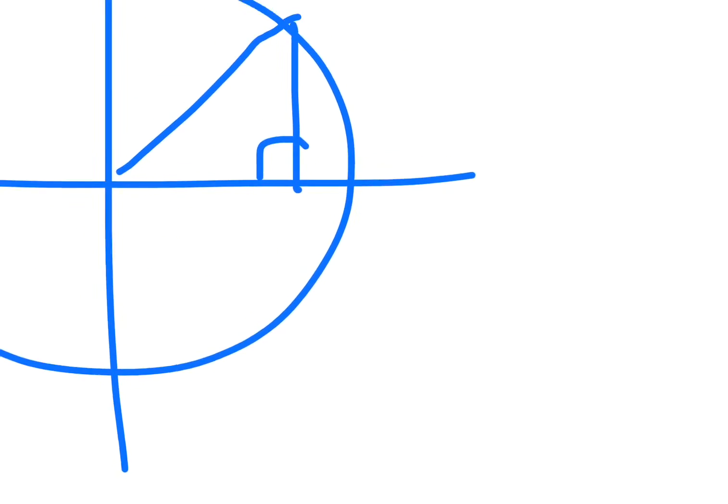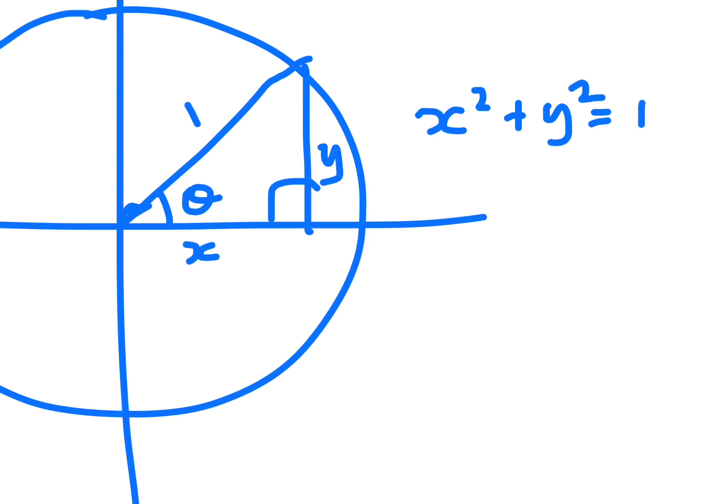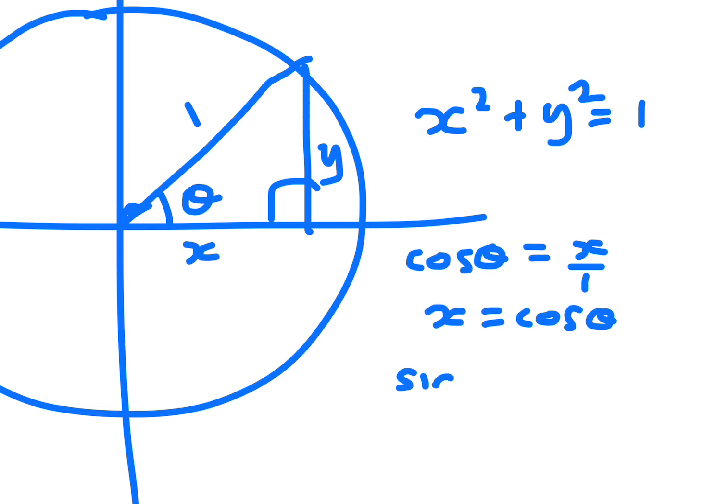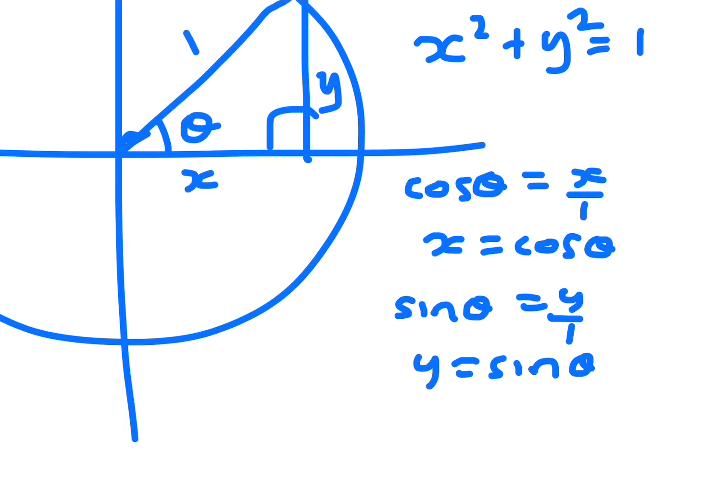So if we look at the unit circle, which means it has a radius of 1, we call this x and y and theta. Now we know by Pythagoras that x squared plus y squared equals 1. Cos theta is x on 1, so x equals cos theta. And sine theta is y on 1, so y equals sine theta. Just to clarify, sine is opposite on hypotenuse, that's why it's y on 1.